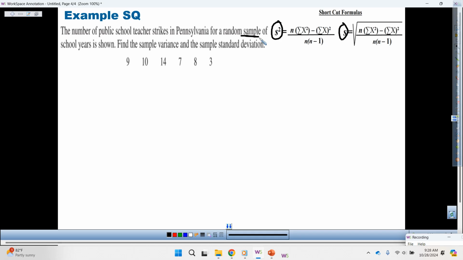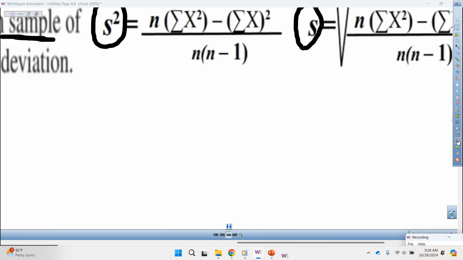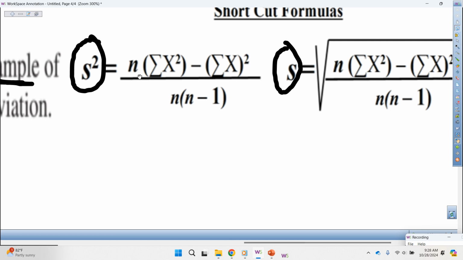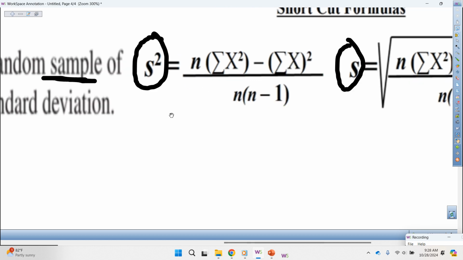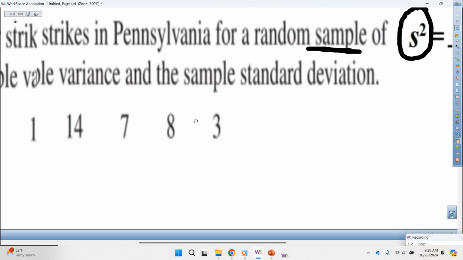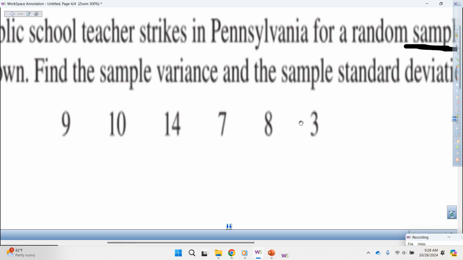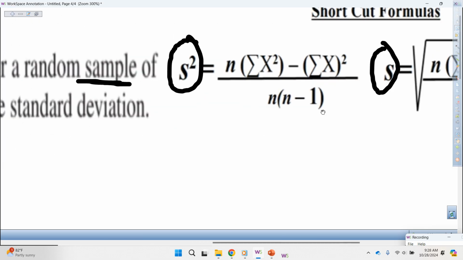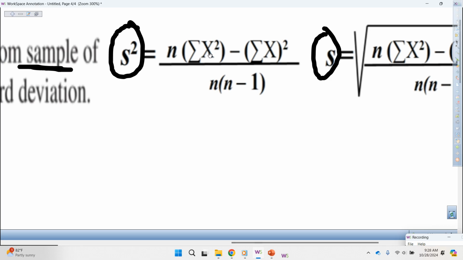Okay? So first things first, let's look at our formula. Let me zoom in. To find the variance, they're asking us for n, which is the number of data. Do we know how many numbers we have? Yes. All right. What else do we need? The sum of x squared, or the data squared, and the sum of x.